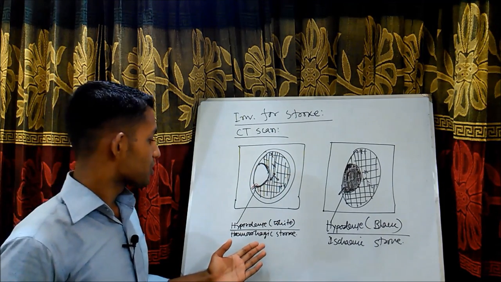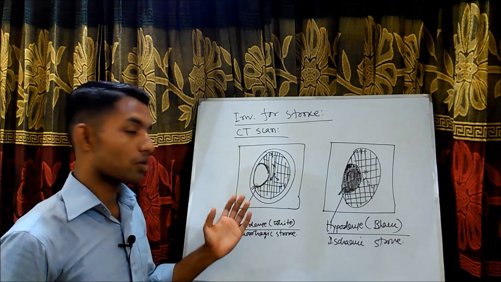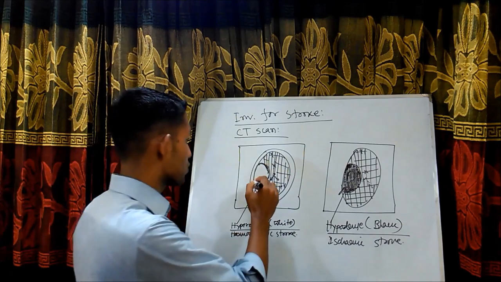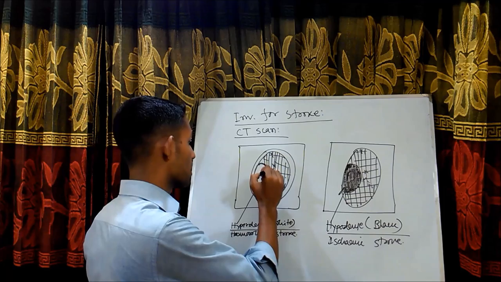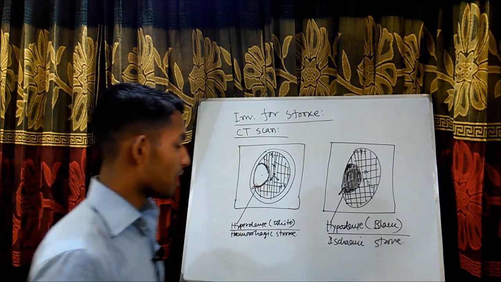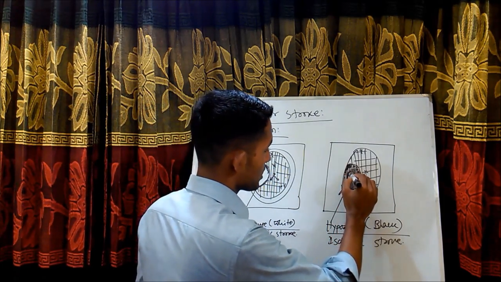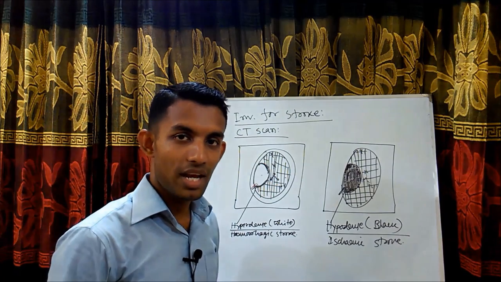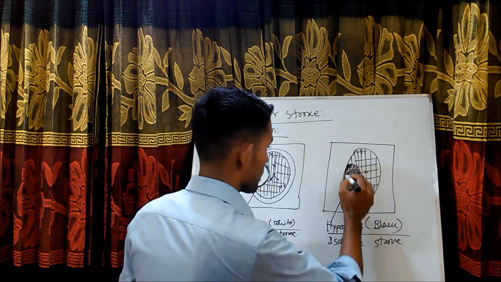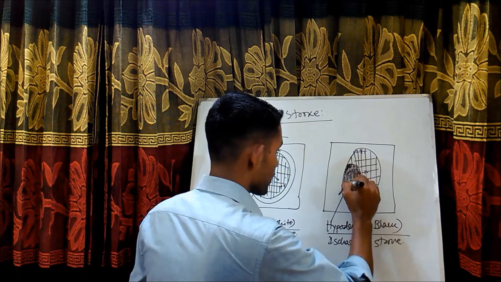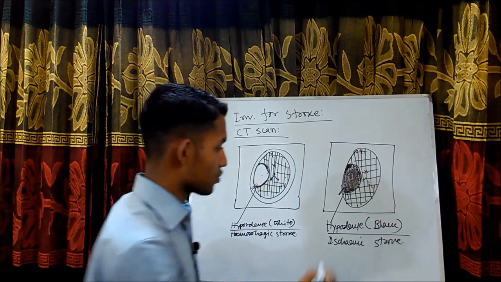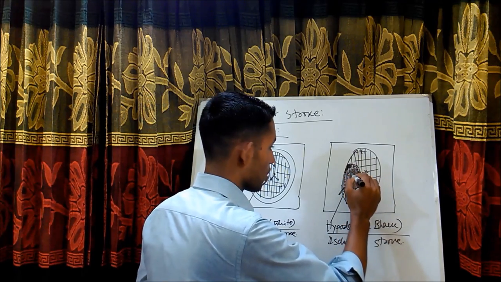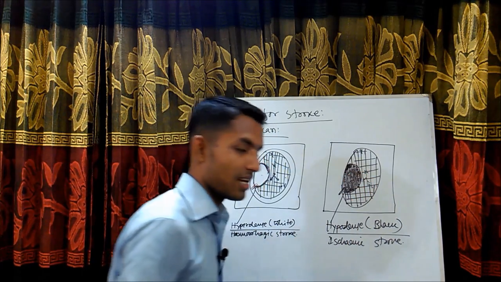Now, why in hemorrhagic stroke is there hyperdense or white? In hemorrhagic stroke, acute hemorrhage can absorb the X-rays, and that's why it appears as hyperdense or white in CT scan. But what happens in ischemic stroke is there is reduced blood supply or no blood supply at all. That's why there is infarcted tissue. This infarcted tissue cannot absorb the X-rays. That's why here is a hypodense or black area in the CT scan.